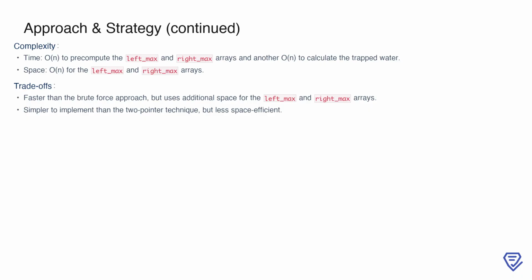While faster than the brute force approach, the dynamic programming method's space requirement can be a drawback for large input sizes. On the other hand, it is simpler to implement compared to the two-pointer technique since it avoids the need for conditional checks in pointer manipulation. This trade-off highlights the importance of balancing time and space complexity when selecting the most suitable approach.